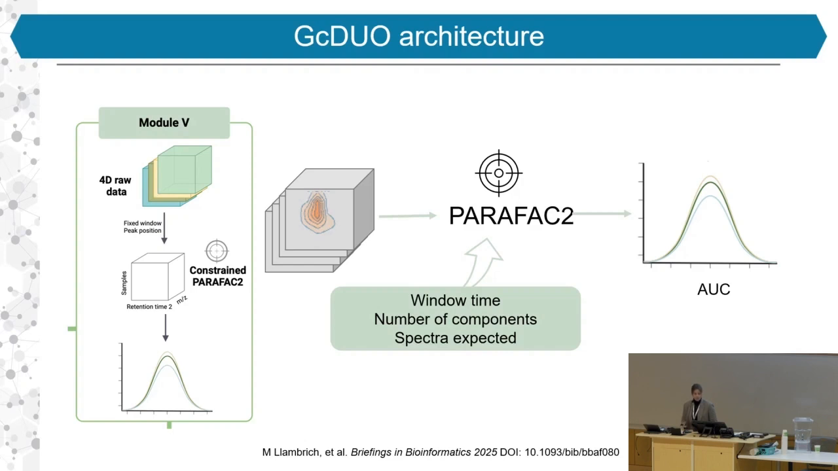Then we define the exact time windows that we have obtained, and also the number of components that we want to extract. This way, the model provides more precise results and also allows us to find peaks that are small or not well resolved. From these results, we calculate the peak areas using the area under the curve.